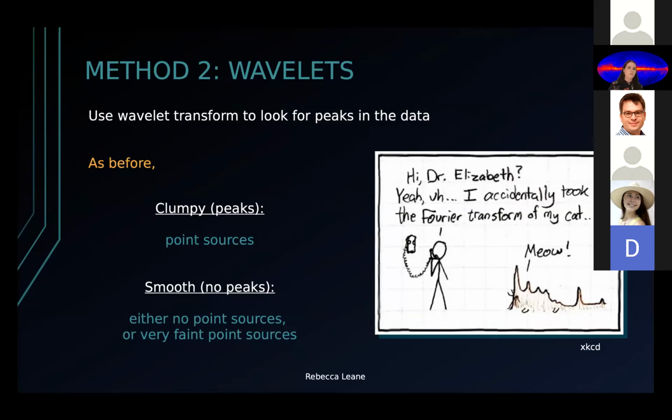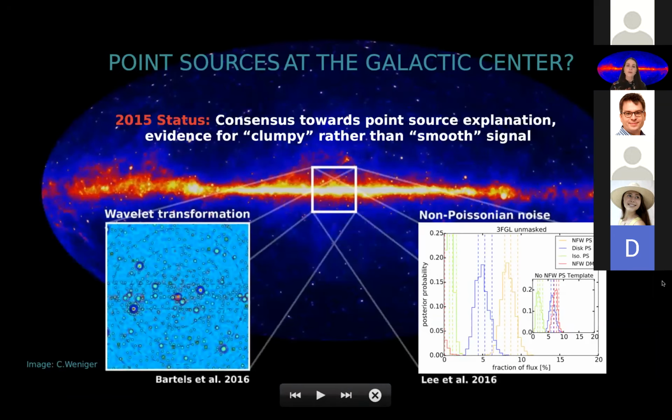So as before, if you have these peaks and you detect them, it's clumpy, it's probably point sources. If you have something that looks really smooth, where you don't find peaks, that either means there aren't point sources or they're really, really faint, so faint that you can't tell the difference. You just can't detect them. Okay, so what are the results that we have from these two different methods?